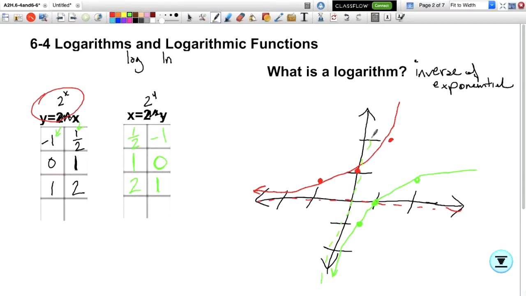It's going to have an asymptote right here, which makes sense because if you take a look, folks, here's our line, y equals x, right? A slope of 1 going right through the origin. Boom, boom, boom, boom, boom. You can see that they are reflections of each other over that line. Okay, and that lets us know that they're inverses.